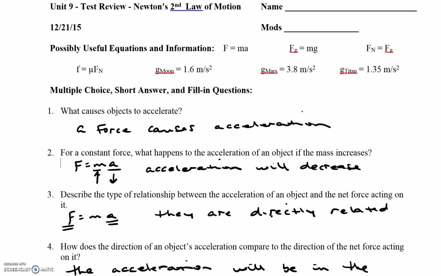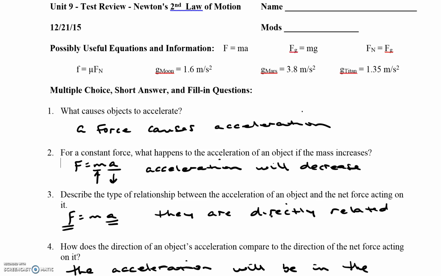Question number 1 says, what causes objects to accelerate? And it's a force that causes acceleration in an object. Number 2 says, for a constant force, what happens to the acceleration of an object if its mass increases? So let's look at the equation F equals ma. If our force on the left-hand side of that equation is held constant, and the mass goes up, the acceleration is going to have to go down.